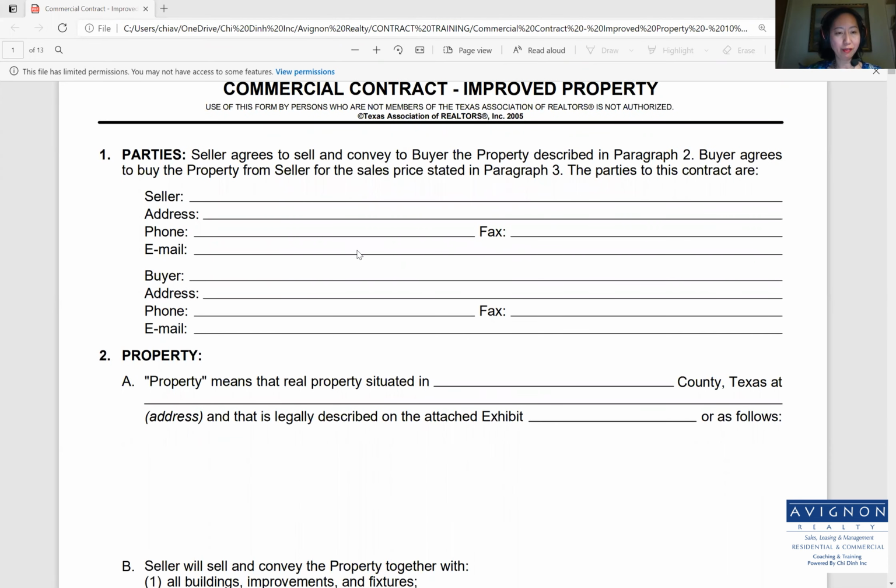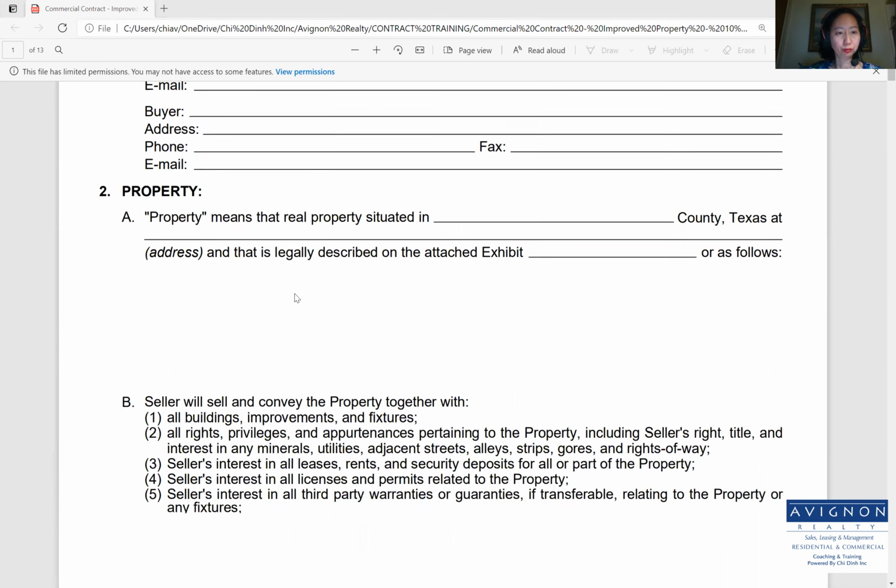Starting off, paragraph number 1, that's parties. The seller agrees to sell and convey to buyer the property described in paragraph 2. Buyer agrees to buy the property from seller for the sales price stated in paragraph 3. The parties to this contract are the seller and the buyer.